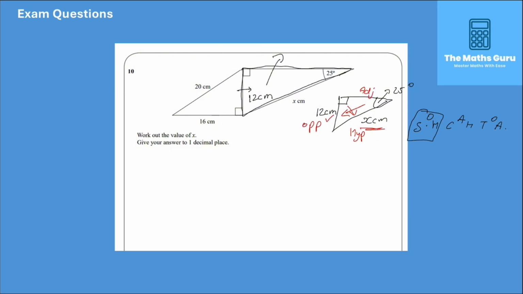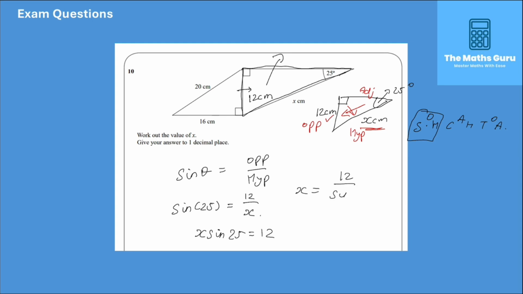This is going to be our sine. So sine of our angle is equal to opposite over hypotenuse. Filling in what we know, we have sine of 25 equal to opposite, which is 12, over hypotenuse, which is x. So to get x in this case, we do times by x to get x sine 25 is equal to 12. Then x is equal to 12 over sine 25. And in this case, our x is going to be 28.4 to 1 decimal place.